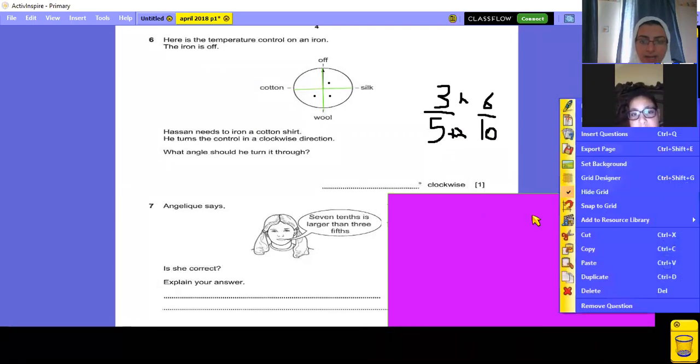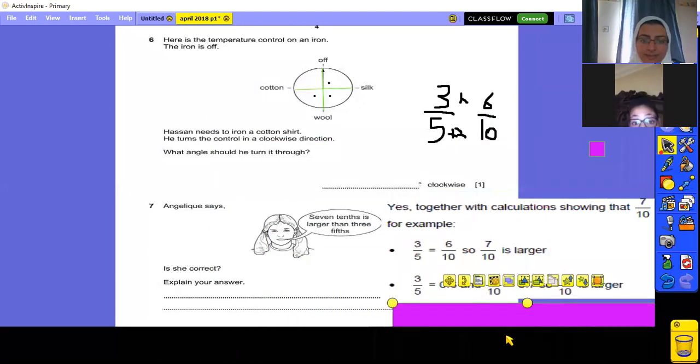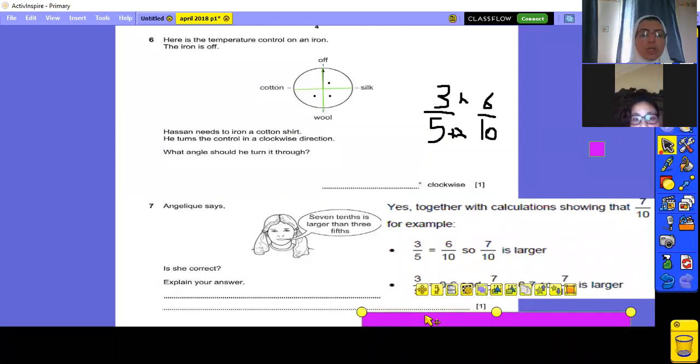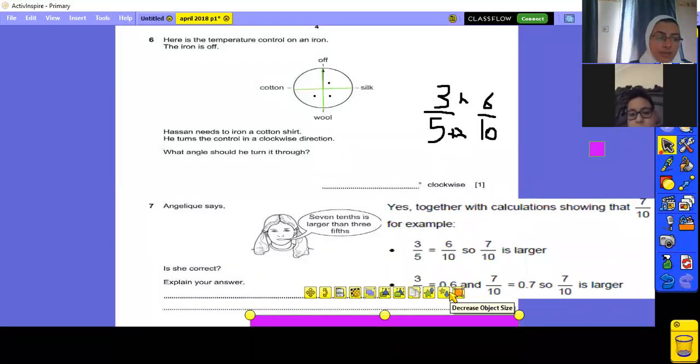So here, I got you exactly what's written in the marking scheme. So you write like this, that the 3/5 is equal to 6/10. So 7/10 is larger. Different answer, you can change it into a decimal. You can say that the 3/5 equals 0.6 and the 7/10 equals 0.7, so 7/10 is larger. Yes, Iyad, what do you want? Write the question, please. You can write your question.